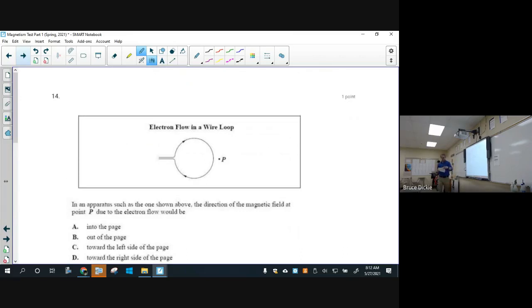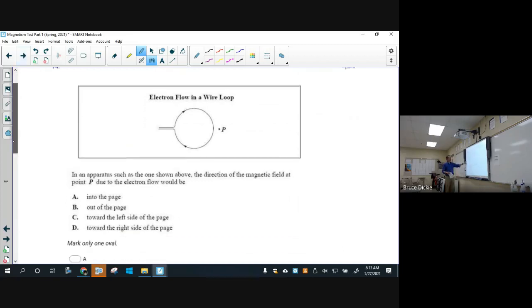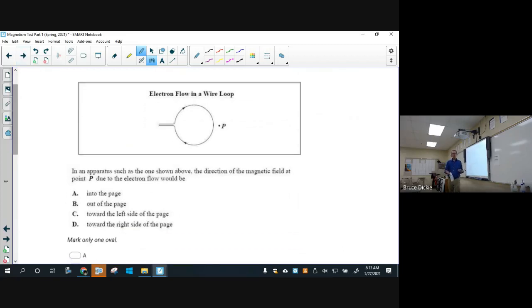14. In an apparatus such as this one shown above, the direction of the magnetic field at point P due to the electron flow would be which way? Now, there's a couple ways to do this. Some people probably use the coil rule for this. I would not recommend that for this one, although it would work if you did it properly. I would suggest just the wire grasp rule.